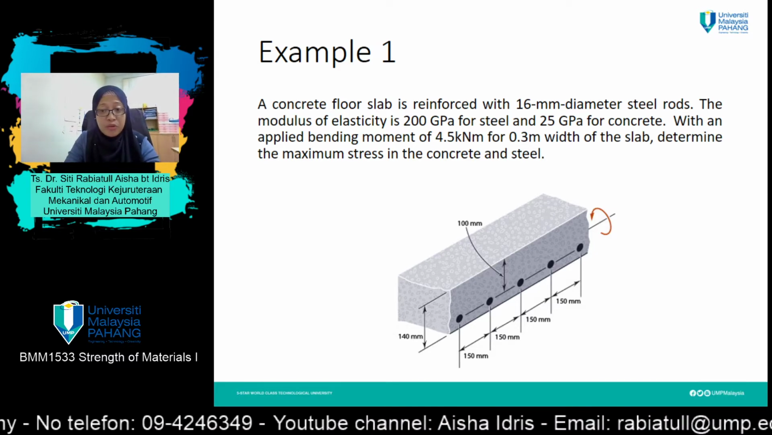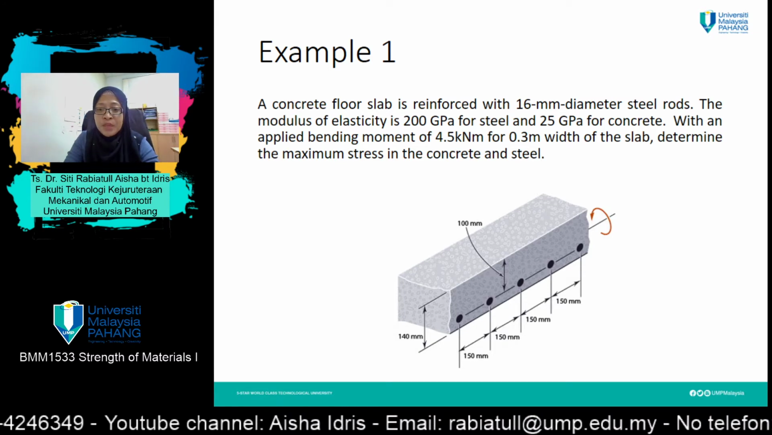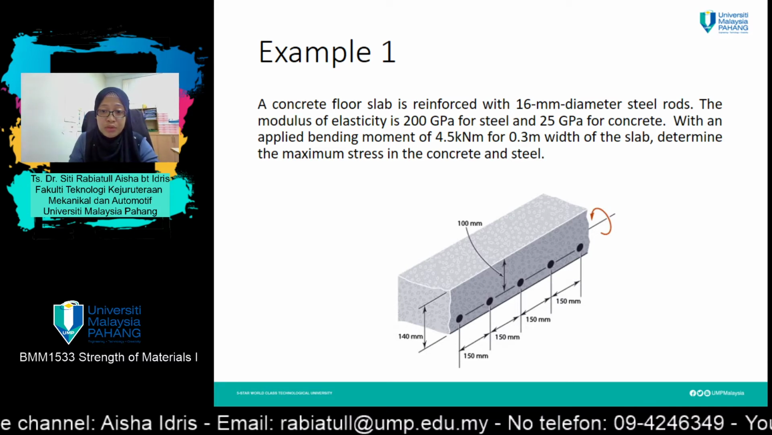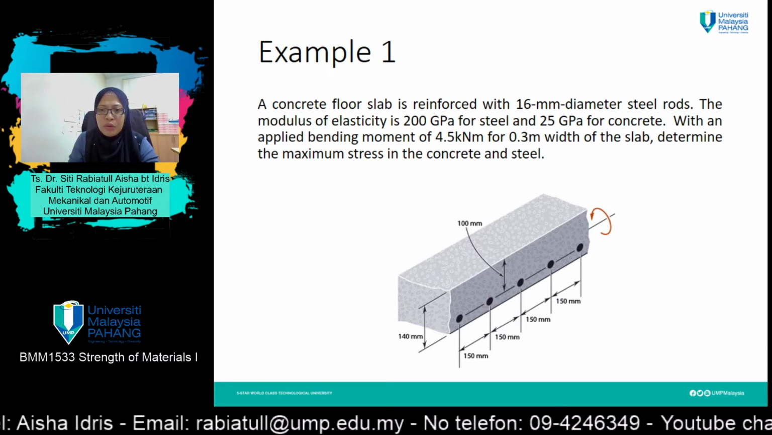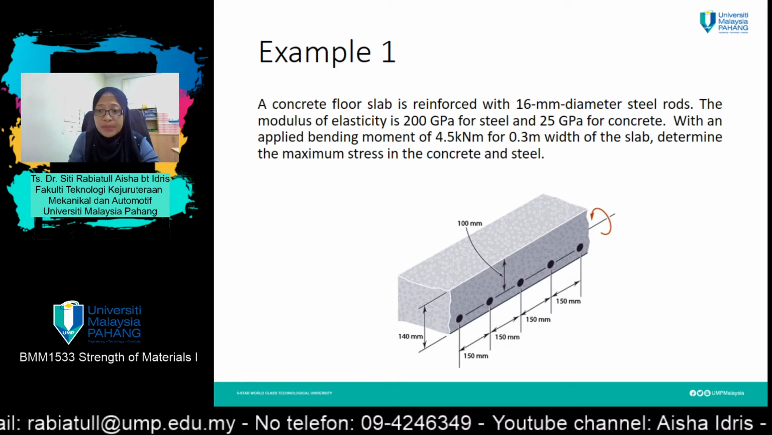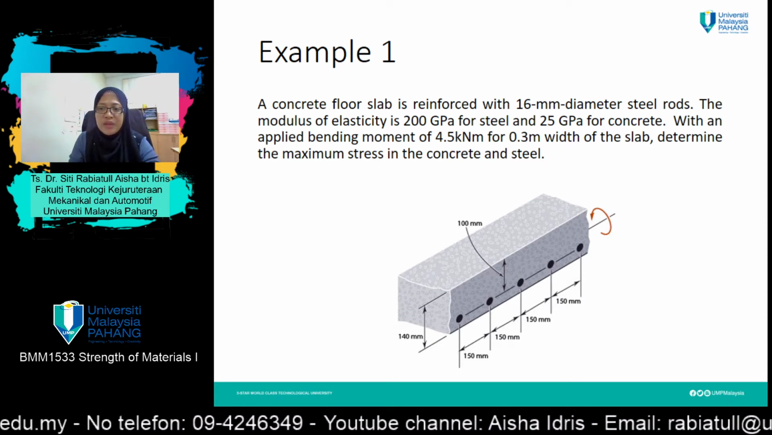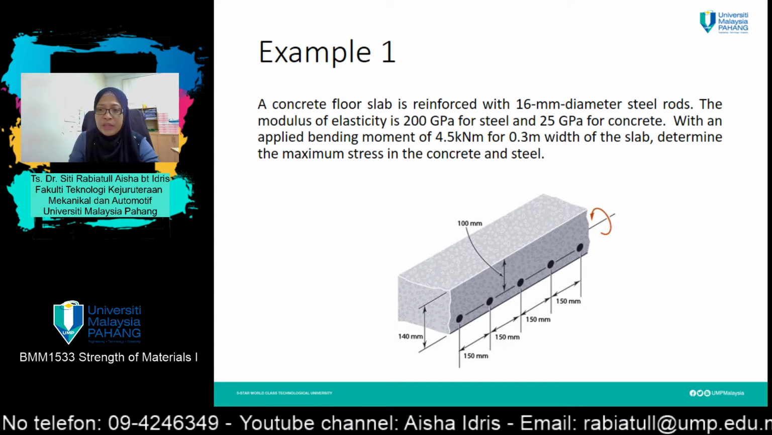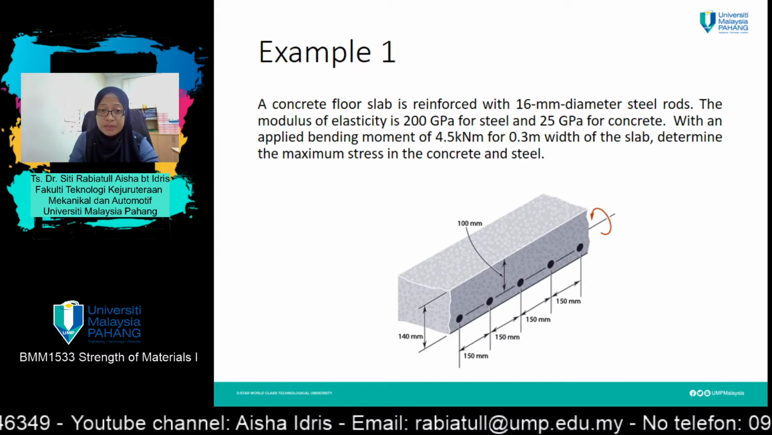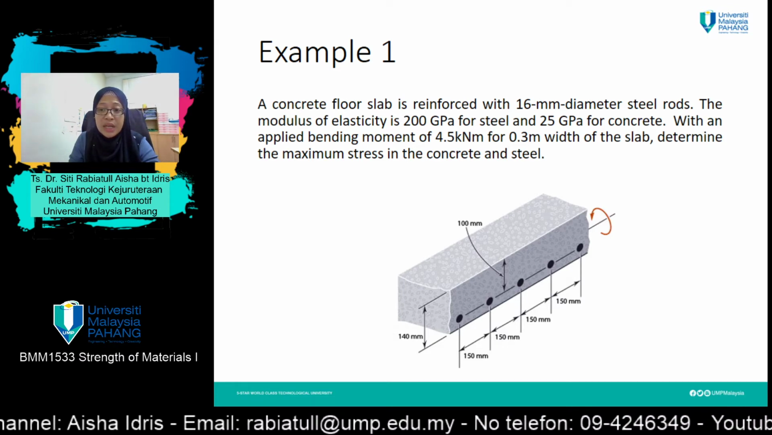So for today, we are going to look at an example from our previous lecture, which is lecture 11 on concrete. Let's read this example question together. A concrete floor slab is reinforced with 16 mm diameter steel rods. The modulus of elasticity is 200 gigapascal for steel and 35 gigapascal for concrete, with an applied bending moment of 4.5 kN for 0.3 m width of the slab. Determine the maximum stress in the concrete and steel.